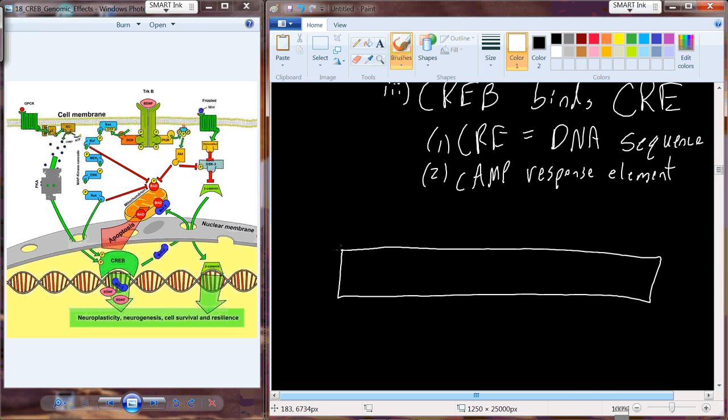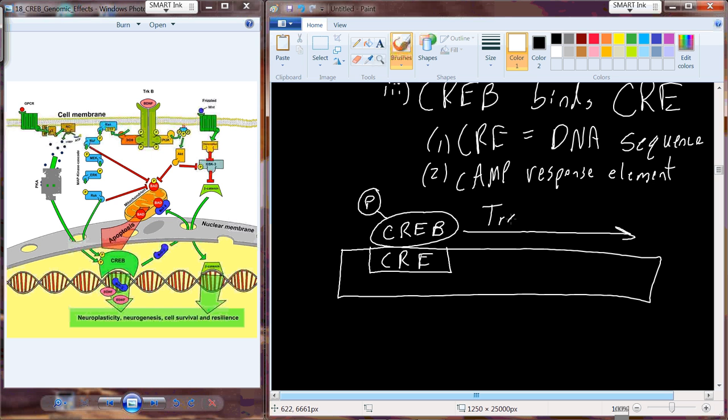So if this is a strand of DNA, I know it doesn't look like it, we're going to have a sequence of nucleotides on that DNA that acts as a cyclic AMP response element. When it is phosphorylated, CREB will come down and bind to the CRE, the cyclic AMP response element, and this very frequently results in upregulation of transcription. So we convert that DNA over into a messenger RNA molecule. We have a new message that now can be converted over towards a protein, okay.